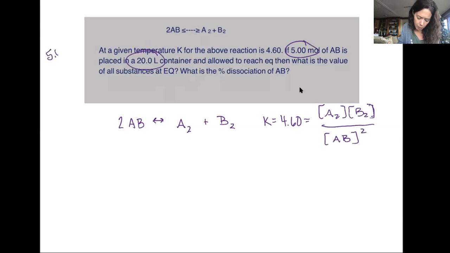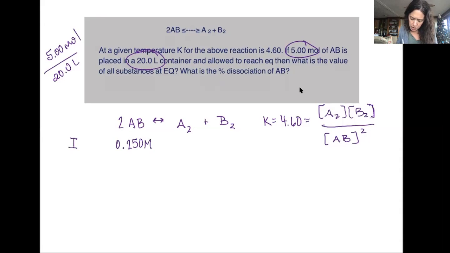So 5 moles divided by 20 liters. 5 is a quarter of 20, so this is going to be 0.250 molar. AB is placed, so that is initial. Allowed to reach equilibrium, we're left to assume there's none of this. What is the value of all substances at equilibrium?